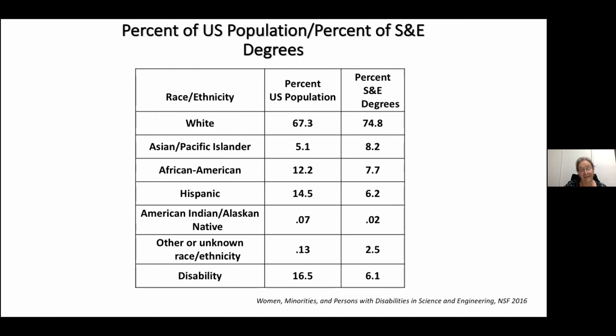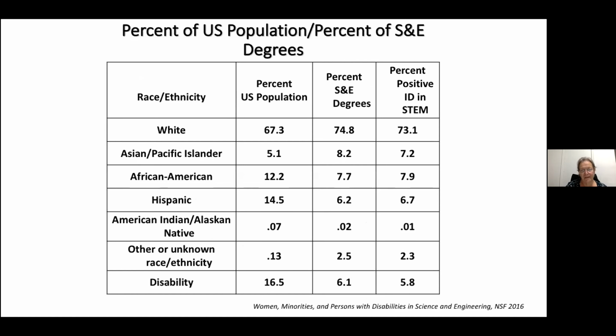So, and now this is the most fascinating slide. This is the percent of the population that has a positive STEM ID. So for white people who are 67% of the population, 73% of them have a positive ID. And look at the number of STEM degrees. Asian and Pacific Islanders, again, there's a high correlation. Look at African American, 12% of the population, and look at the percent of STEM degrees and identity. And if you follow those numbers down, there's a correlation between who ends up with a STEM degree and who has a positive STEM identity.